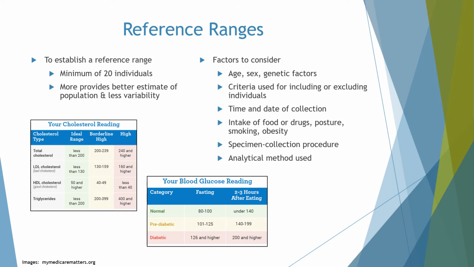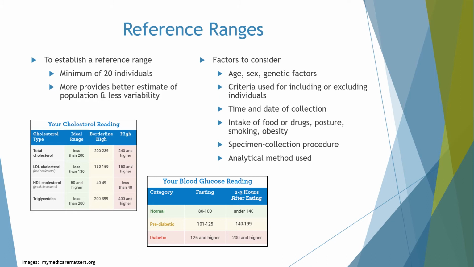When choosing these individuals to be tested as representatives of your healthy population, you want to consider things like age, sex, genetic factors. You want to make sure you have a set criteria for inclusion or exclusion of individuals. Consider the time and date of collection. Think about intake of food or drugs and so on. Make sure your specimens are properly collected, and you want to consider the analytical method being used.